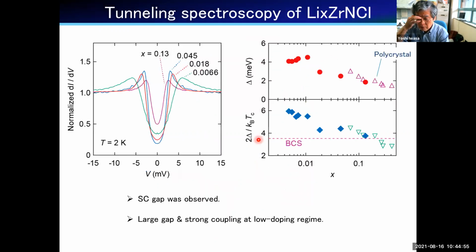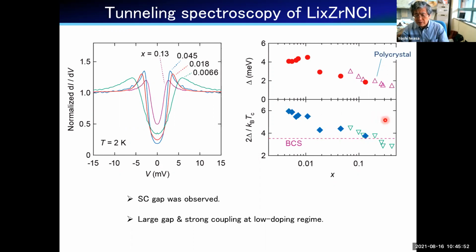We apply this technique, of course, to our zirconium nitrogen chloride system. In this case, the temperature is fixed at 2 Kelvin, and we change the carrier density from 13% to less than 1%. From this, we can say that the delta keeps increasing with decreasing carrier density, which is also very interesting. And this is 2 delta over kBTc, which measures the coupling strength of superconductivity. So it increases from the typical weak-coupling BCS limit, which is 3.55, to almost 6. So with decreasing carrier density, coupling is also increased.